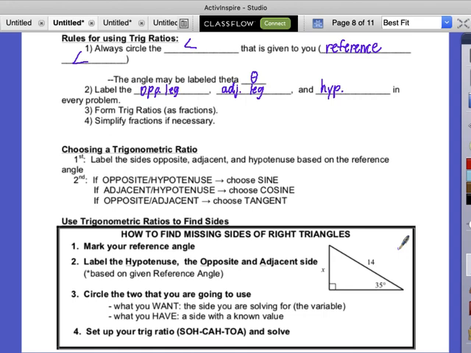So our first step is going to be marking our reference angle. Our reference angle is 35 degrees. I want you guys to do this with me. Let's circle our reference angle, know where it's at. After a while, you don't have to circle it, but it might be a good habit to get into.